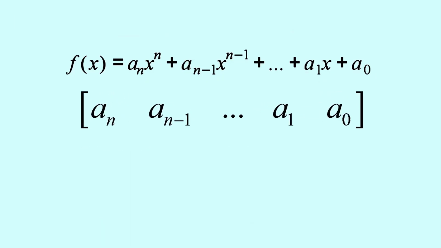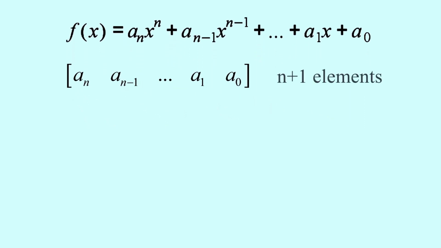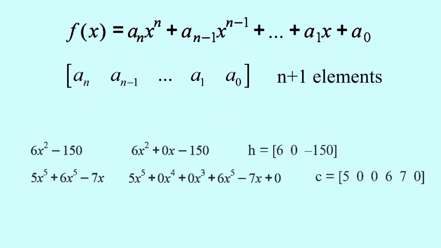So this is the general form of vector representation of polynomials. If a polynomial is of order n, its vector representation must have n plus 1 elements. Be careful that if a few terms are missing, their coefficient is 0. So here are a few more examples to practice.